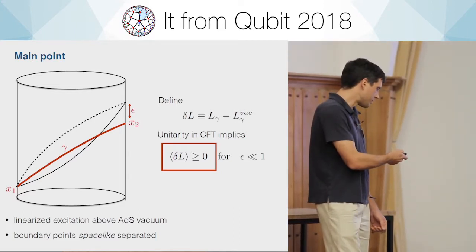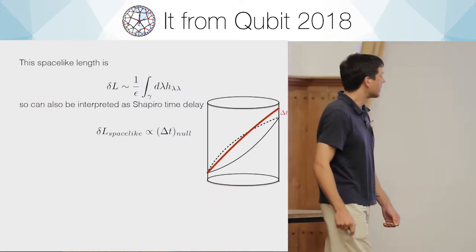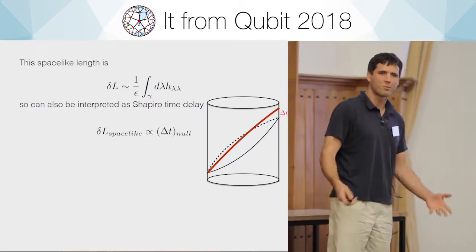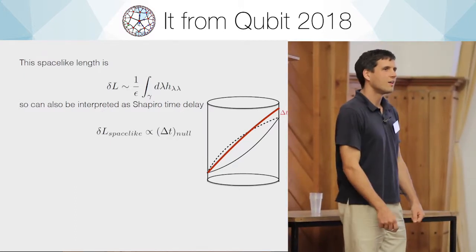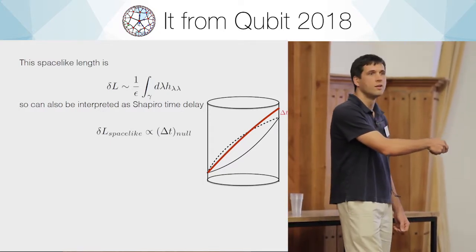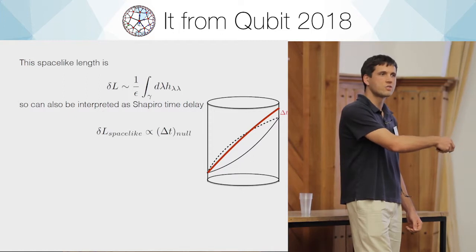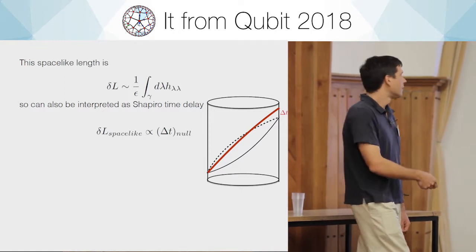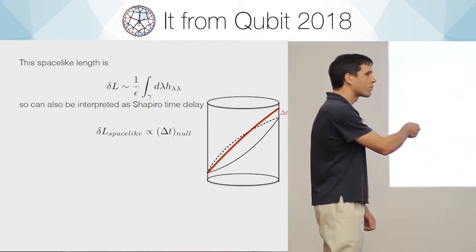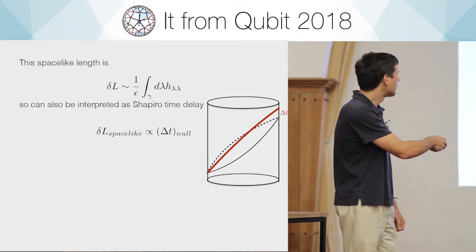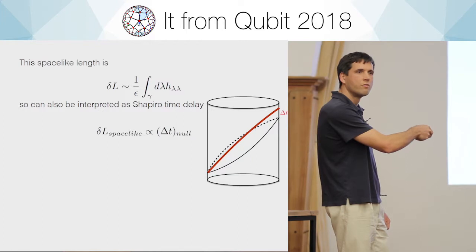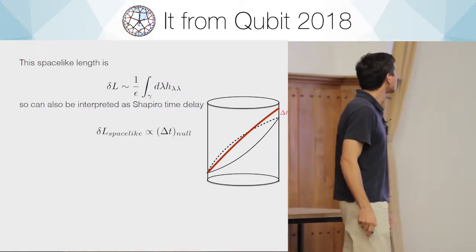So how is this related to what I said a minute ago about time delays? Well, actually, it's the same, because we're working perturbatively around the vacuum. And perturbatively around the vacuum, this delta L is proportional to the Shapiro time delay, because you can calculate this change in geodesic length just perturbatively. And it's the same quantity. It's the integral over the null ray from here to here of the null-null components of the bulk metric.